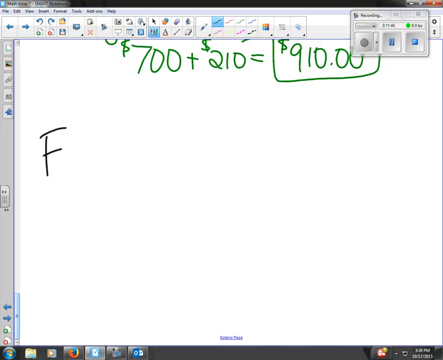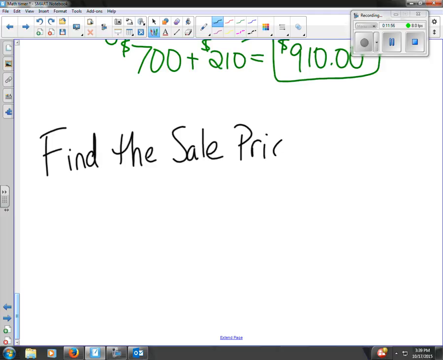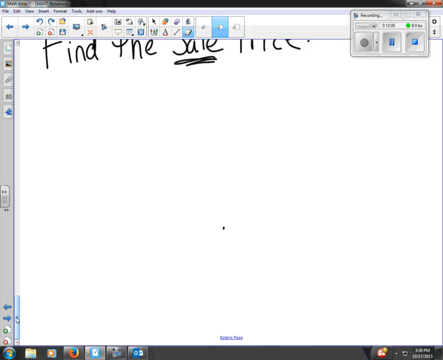That's the selling price. Now let's look at if we're doing a sale. Find the sale price, not selling price, but sale. This means things are going to be at a discount. It's going to be cheaper. So instead of adding in a markup, you're going to subtract in a sale price. You're going to subtract because you're getting a discount. You're getting a deal. You're getting a sale. So let's do one for that.